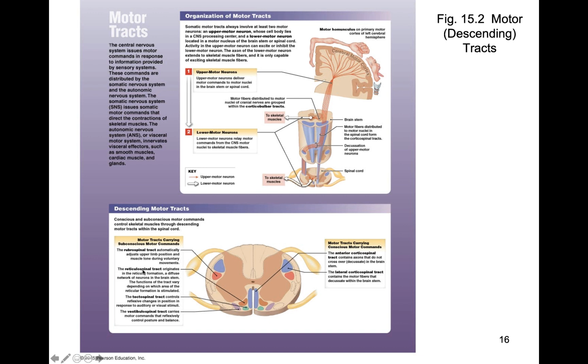And then we have the reticulospinal tract that's going to originate in the reticular formation center. So we're going to talk about it when we talk about the brain. And then there is the tectospinal and then the vestibulospinal tract. So again, these tracts are responsible for different types of information that's being sent out.